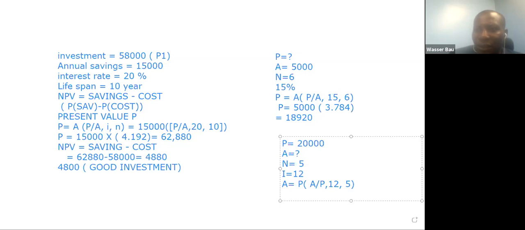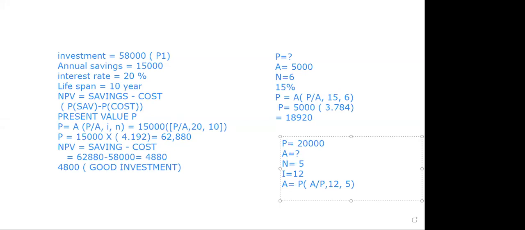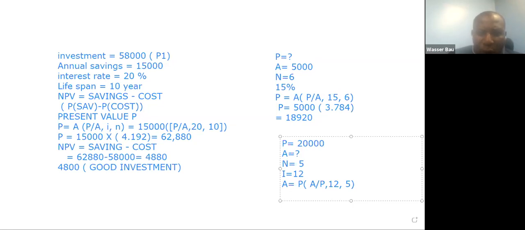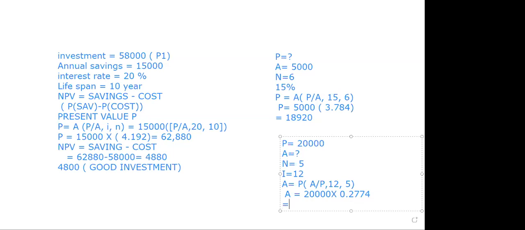I'm happy we are following. I'm very impressed. That's impressive. So 0.2774. Thank you. So it means that the annual savings for this investment will be 20,000 multiplied by 0.2774. And what is that value? $5,548. Good.